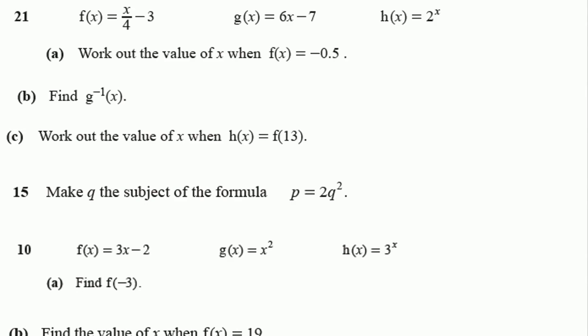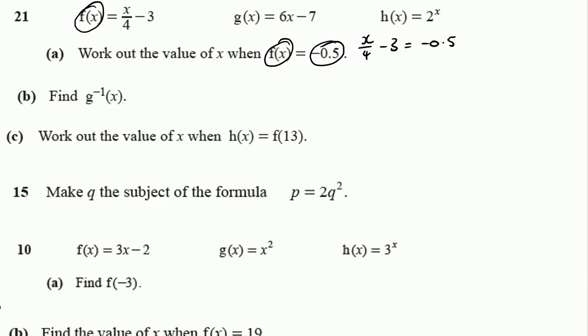Okay, functions. Work out the value of x when f of x equals minus 0.5. So, if f of x equals minus 0.5, then that's f of x equals minus 0.5 over here as well. In other words, x over 4 minus 3 equals minus 0.5, and I just have an equation to solve.